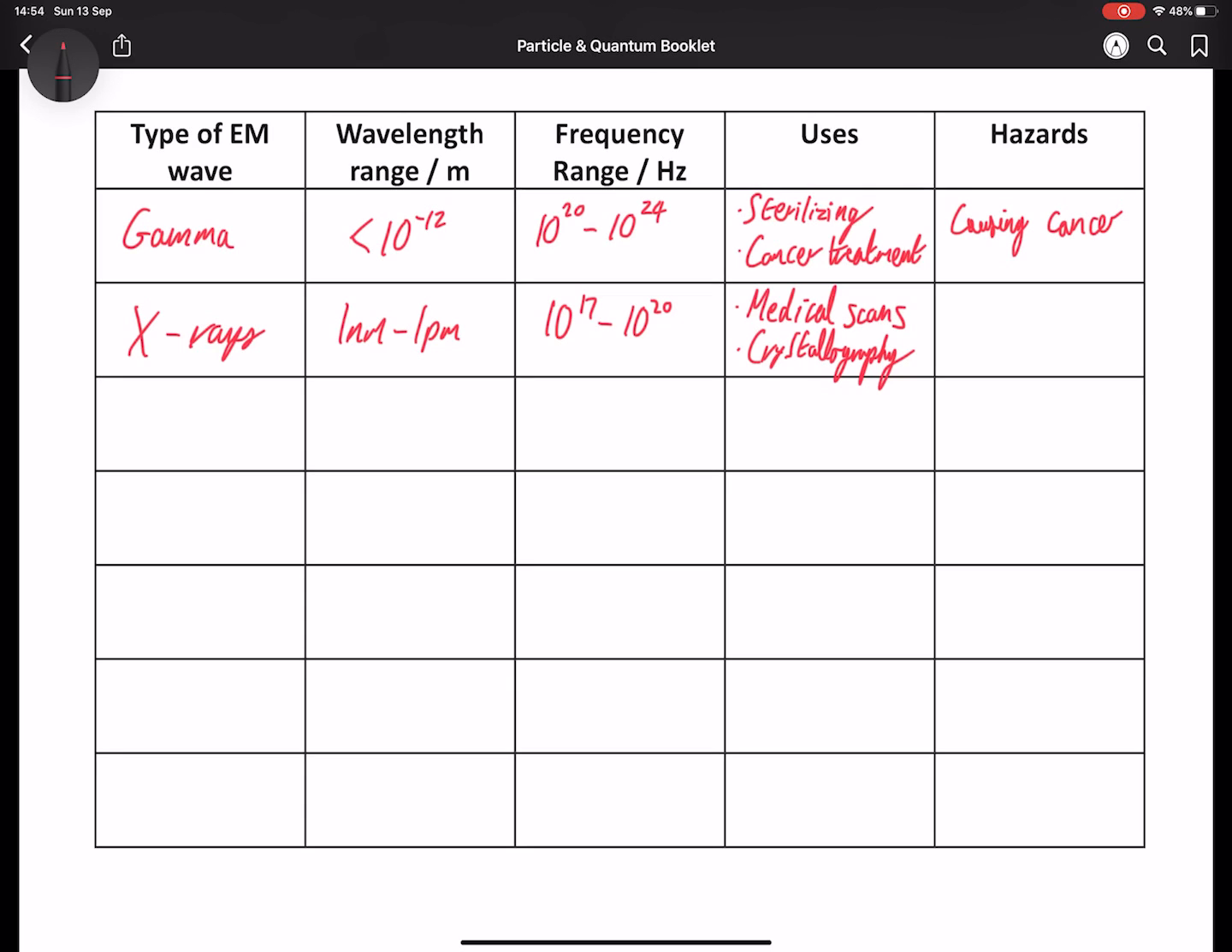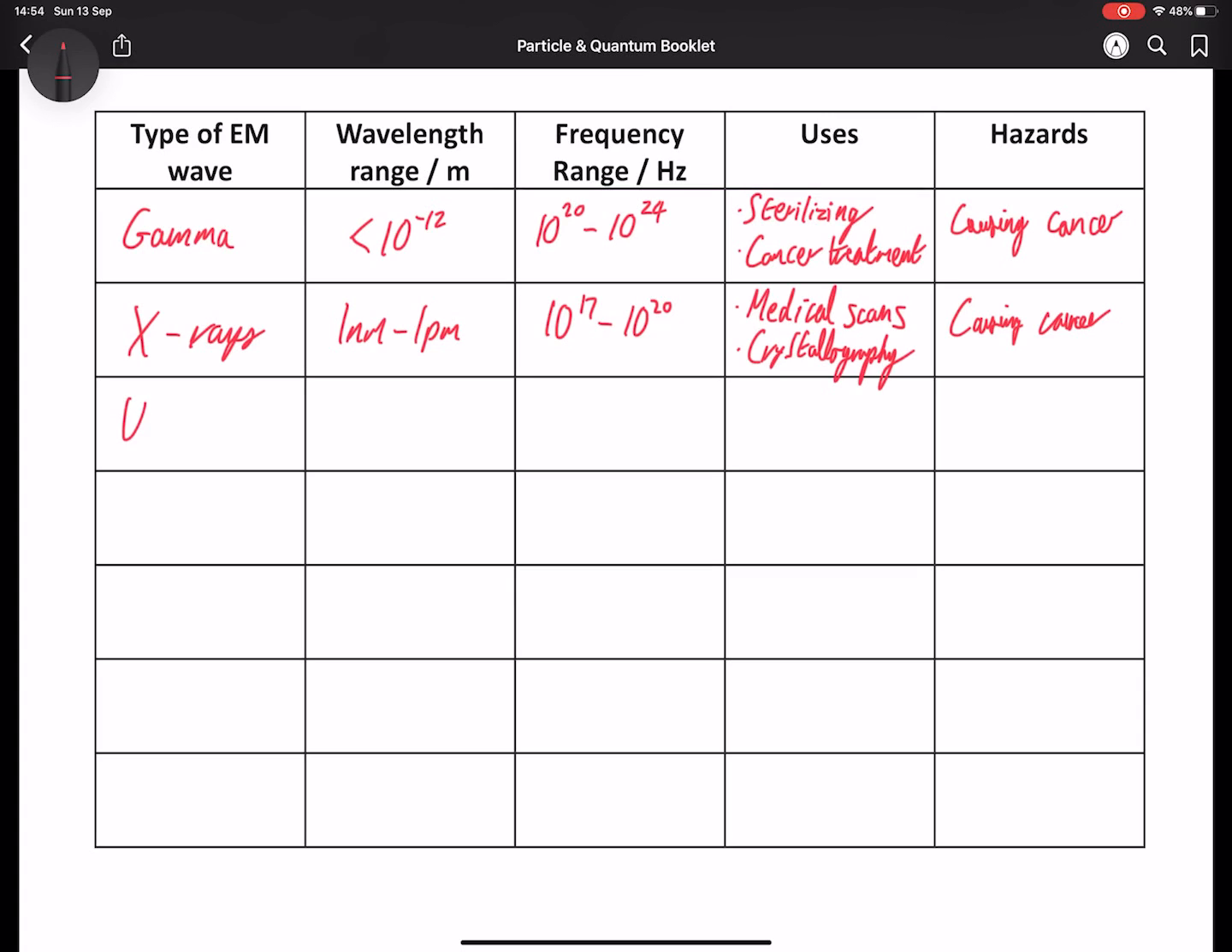Hazard-wise, it's exactly the same as gamma. We still have a large amount of energy being transmitted, therefore causing cancer is the big risk. And the overlap between these two in terms of their damaging effects is quite high. They're very, very similar.